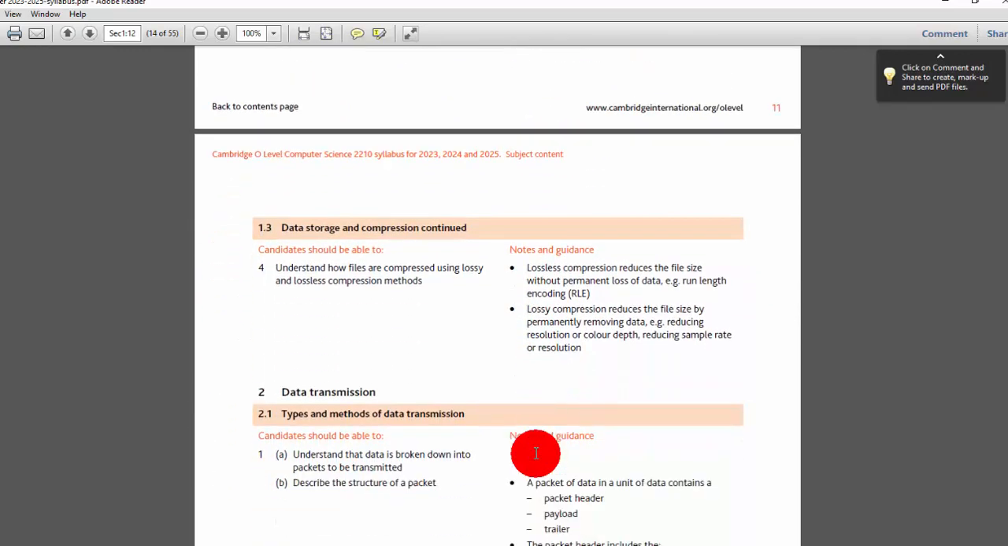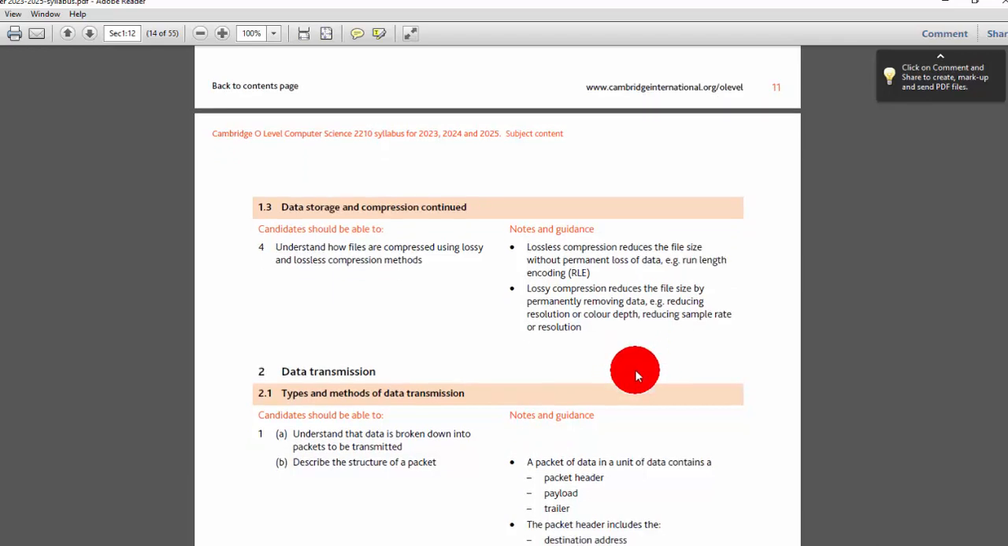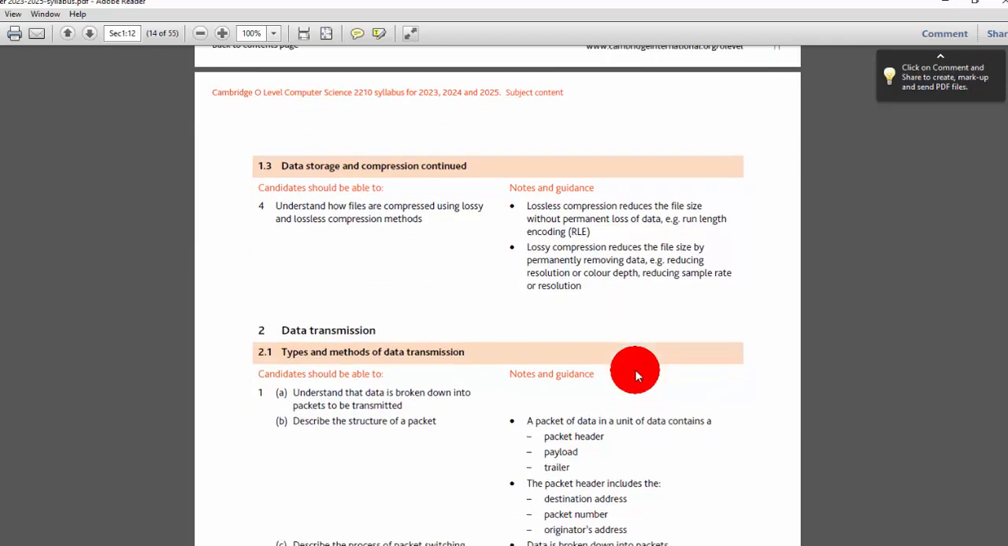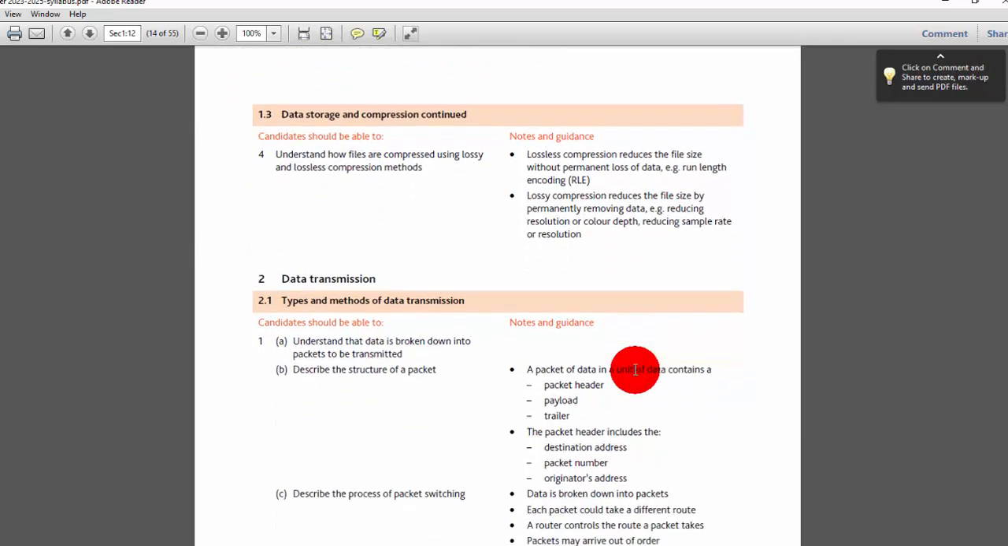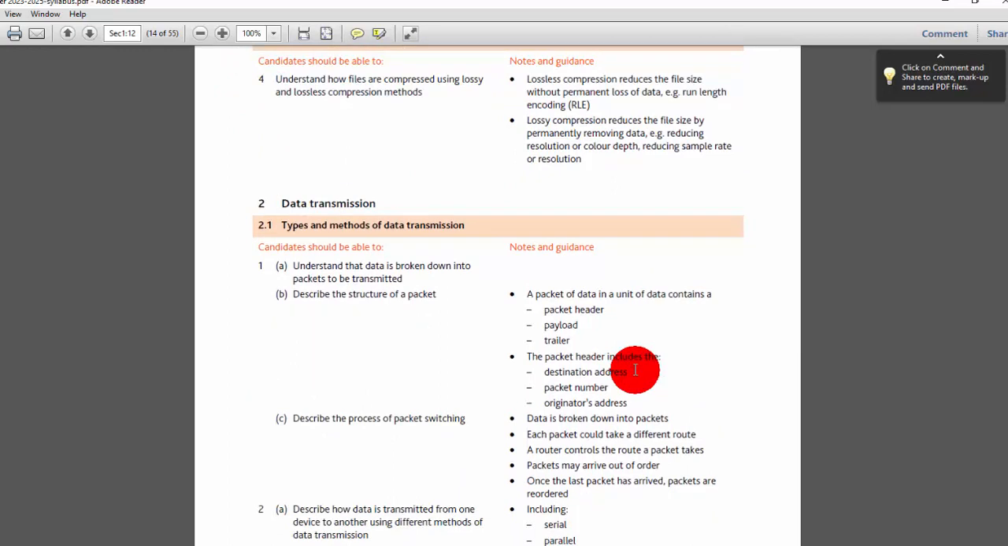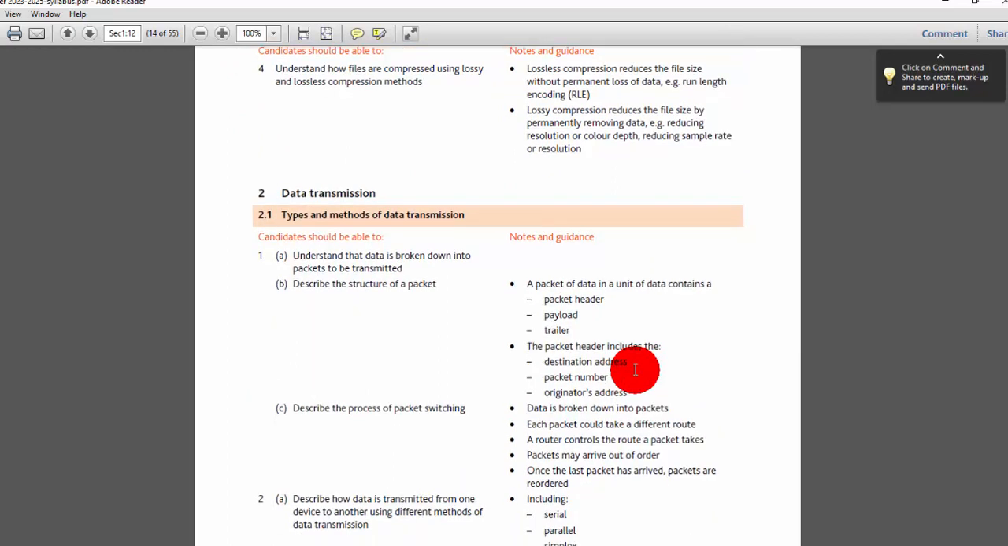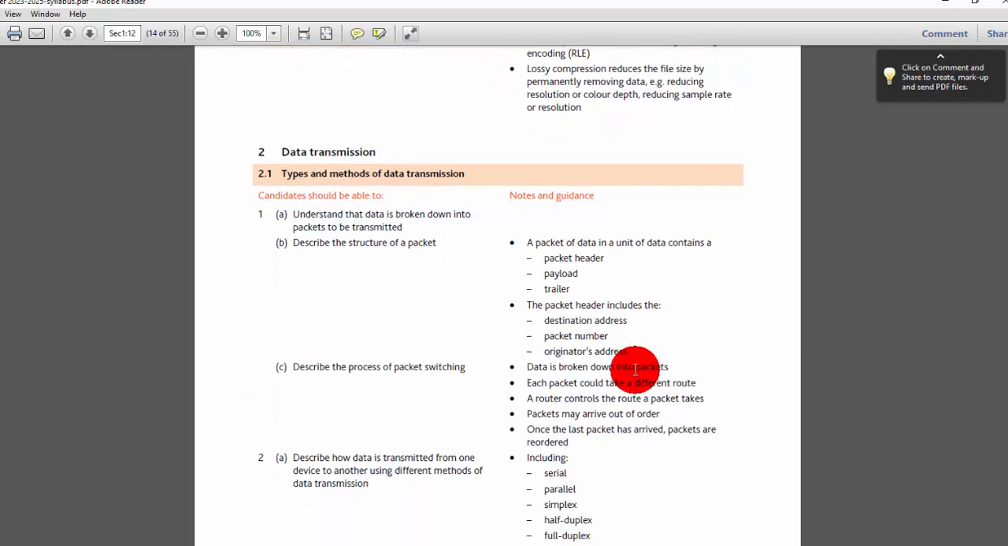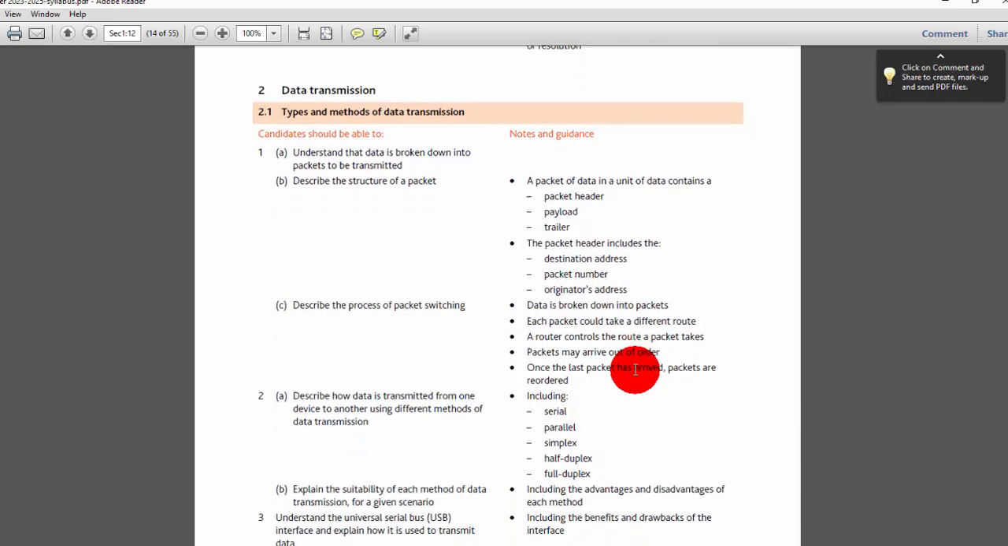New topic is RLE, run length encoding. Of course, they have added how we can perform run length encoding without the loss of data. And lossy compression reduces the file size by permanently removing data, reducing resolution. Okay, this is not new but more detailed, more specified. Okay, chapter 2: the packet, packet header, payload, trailer, destination address. So this is kind of a new thing that we are about to study.